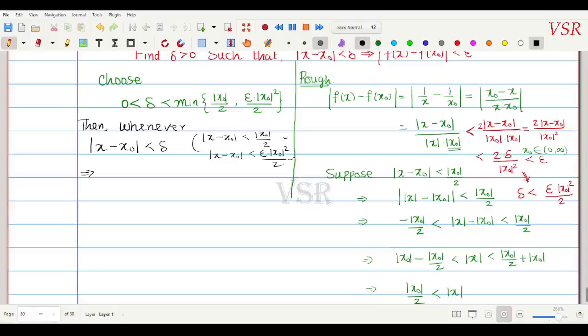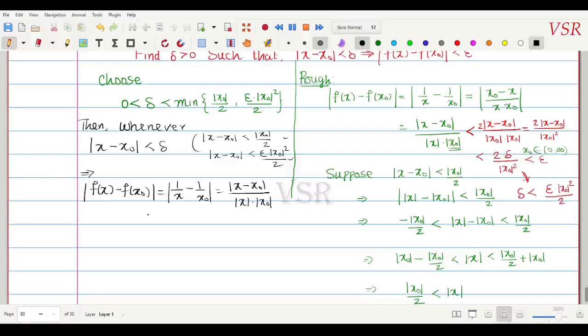Okay, because delta is the minimum of these two, then modulus of f of x minus f of x0, I write it as if I don't know it, this is equal to modulus of 1 by x minus 1 by x0. Okay, this is equal to modulus of x minus x0 divided by mod x into mod x0.